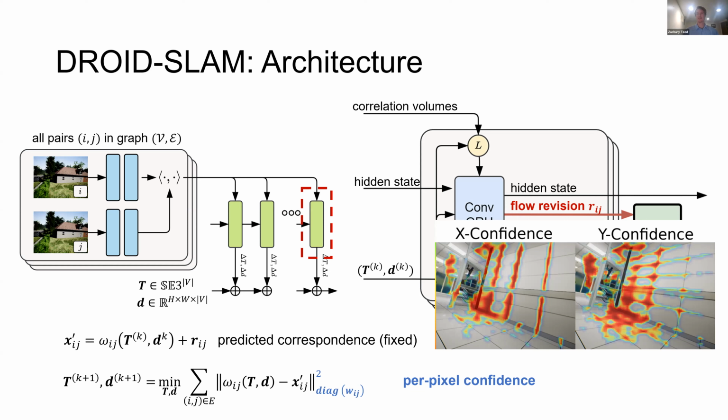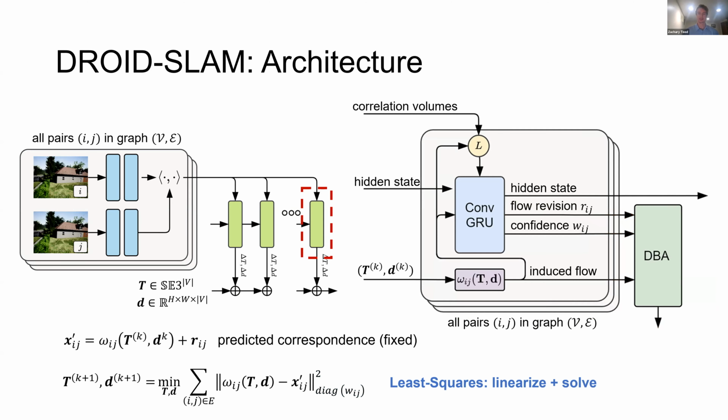So the X confidence will often correspond to vertical lines, whereas the Y confidence will often correspond to horizontal lines. And again, this is a least squares optimization problem. We can linearize it and we can solve it. So what we do in practice is we unroll 2 or 3 linearization solving updates of this dense bundle adjustment layer, and then we differentiate through each individual update. This allows us to backpropagate the gradient through this optimization layer.